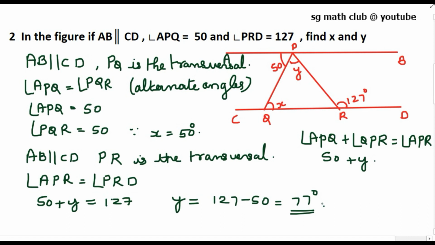So we have used the property that alternate angles are equal when two lines are cut by a transversal. We finally got the values for x as well as y.